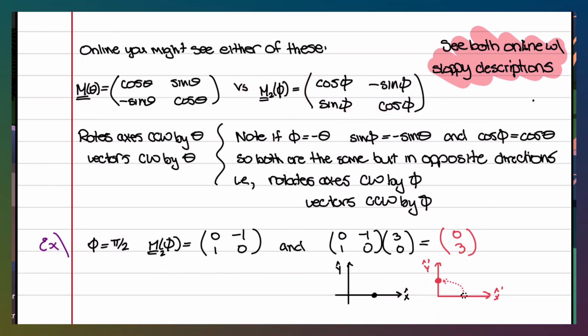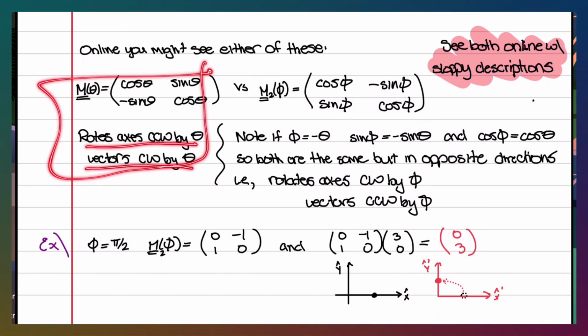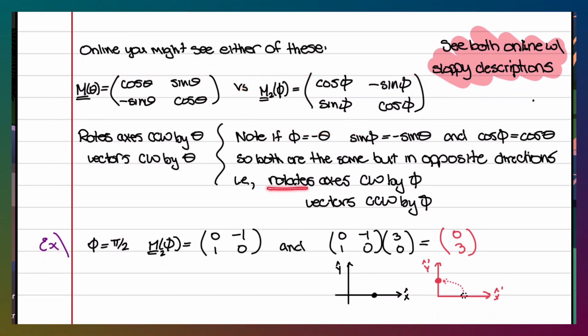So you can, if you want, think this one is rotate the axes counterclockwise, rotate the vectors clockwise. This one then rotates the axes clockwise, or rotates the vectors counterclockwise. And you can dream up an example, right? Do an example here. Phi of pi over 2. Here's this matrix. And if I take the coordinate 3, 0, so here's the original axes, here's that point, it has the effect of turning it into 0, 3. So it looks like it takes this point and rotates it counterclockwise to get there.